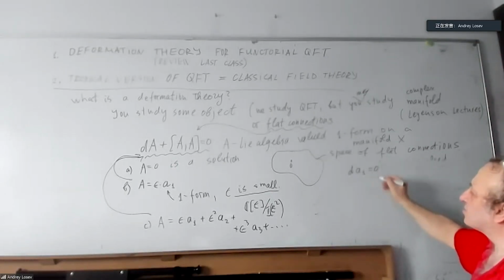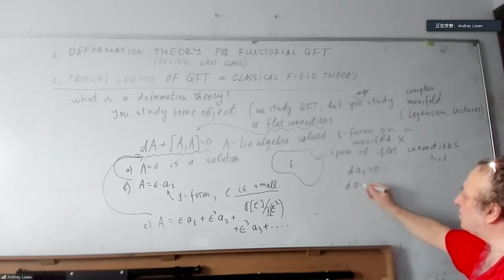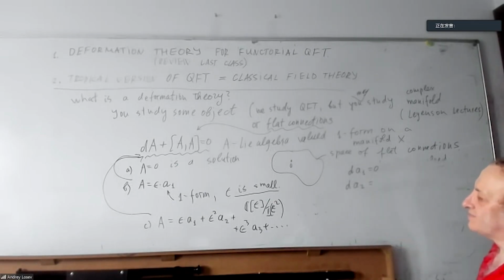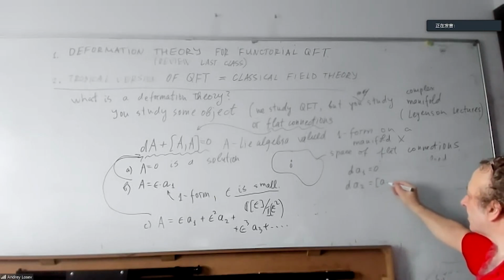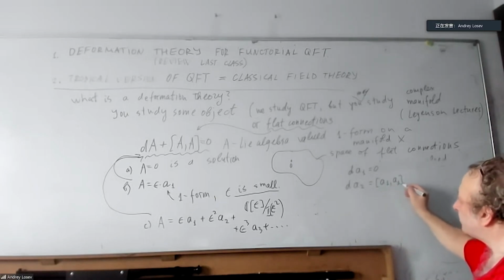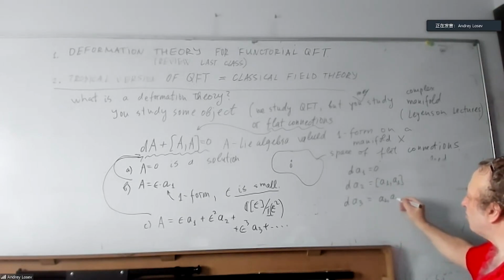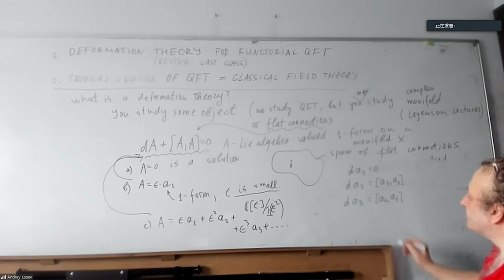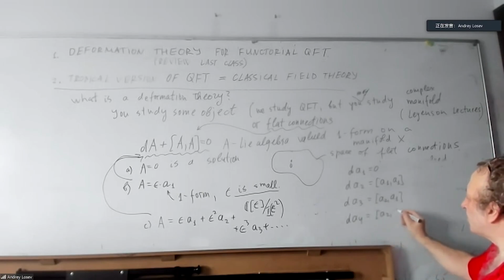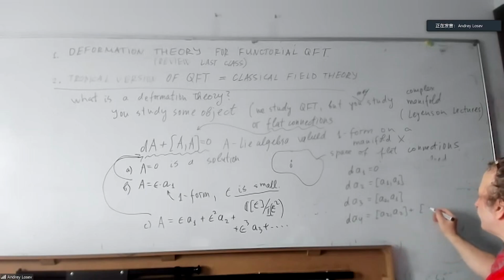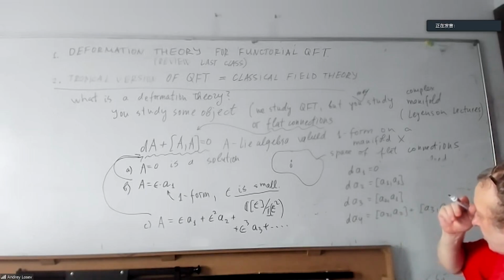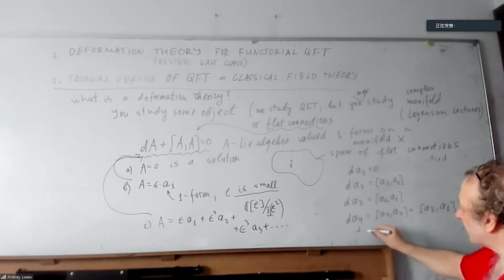dA1 equals to 0. dA2 equals A1, A1. dA3 equals A2, A1. That's it. dA4 equals A2, A2 plus A3, A1. Okay? Etc.